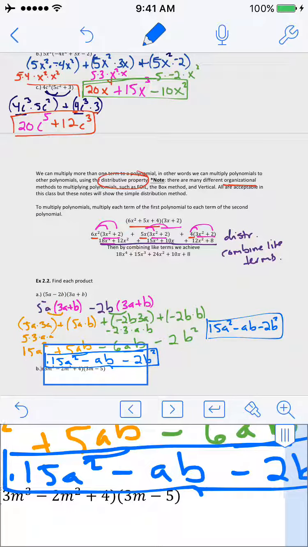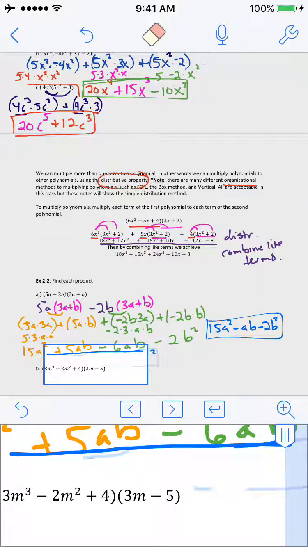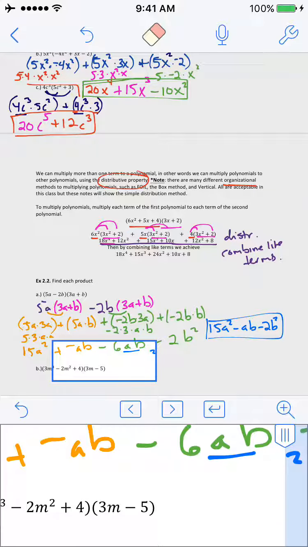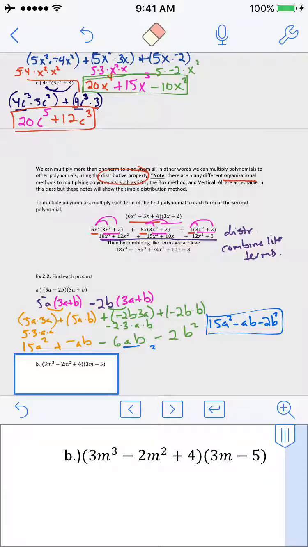Let's try one a little bit larger. It's a trinomial times a binomial, but as we just saw, it doesn't matter at all. We can just multiply each one as if they were a monomial. So let's go ahead and do that.